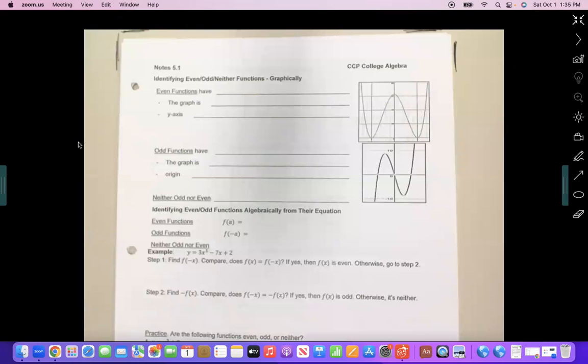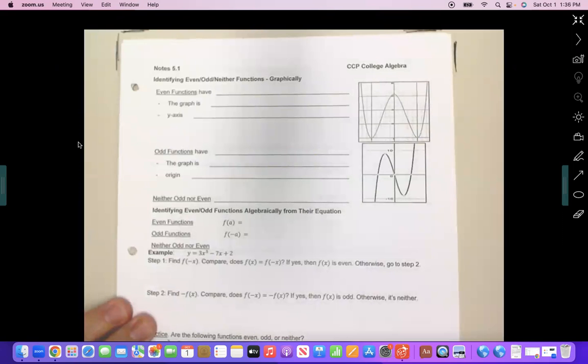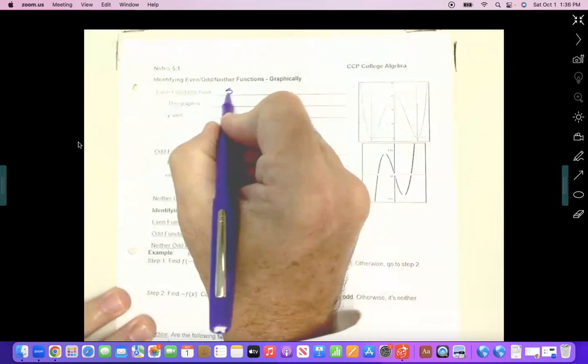Hello, everybody. These are our notes 5.1. We're going to be talking about functions. And starting off, we're going to consider how we identify or classify functions as even, odd, or neither. When we consider functions that are even, they're always going to have symmetry about the y-axis.